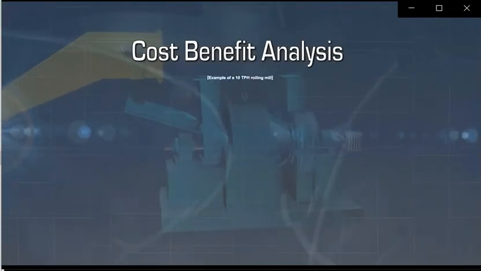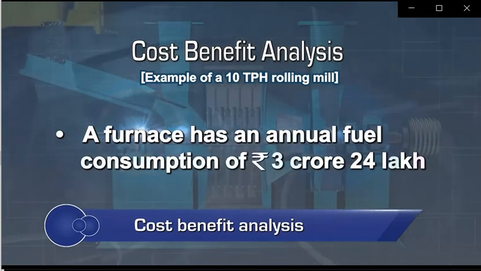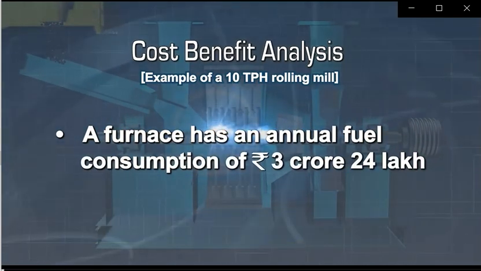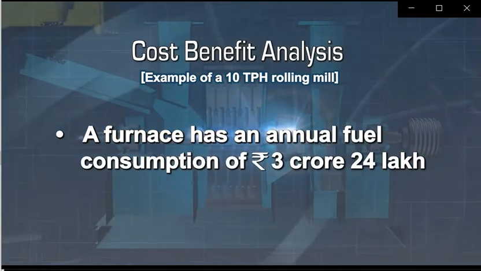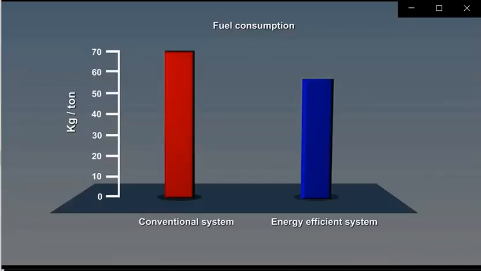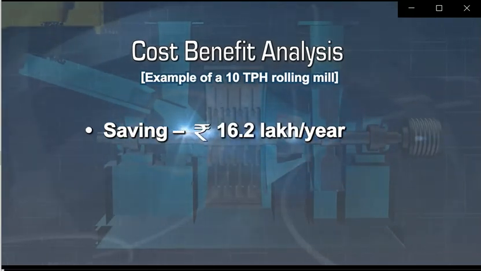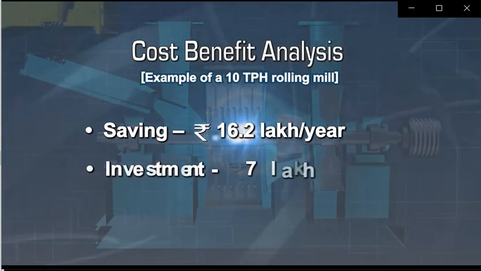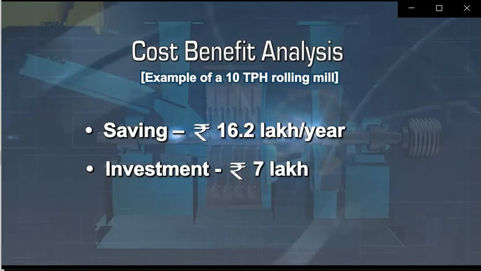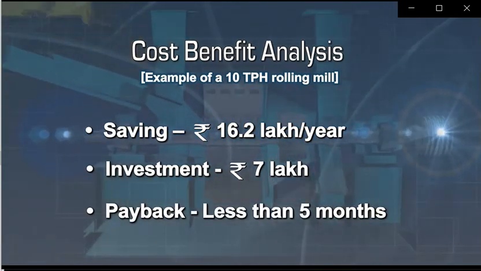Let's take an example of a 10 TPH rolling mill to understand the economics. Typically, a furnace will have an annual fuel consumption of 3 crore 24 lakh rupees. With the use of an energy-efficient system, the savings in specific fuel consumption shall be about 15%, which implies savings of rupees 16.2 lakhs annually. The modified pulverizer will entail an investment of 7 lakh rupees. Thus, the investment can be recovered in less than 5 months.